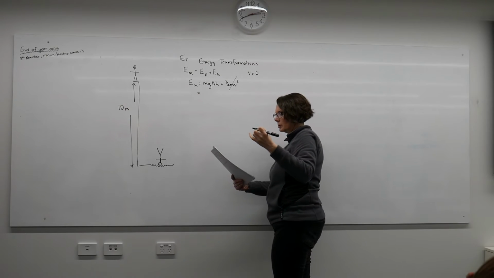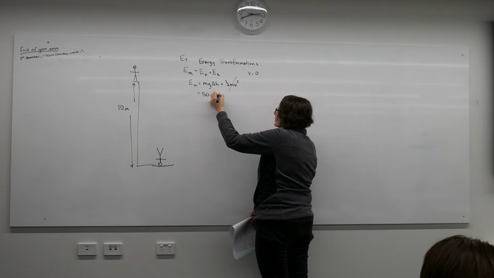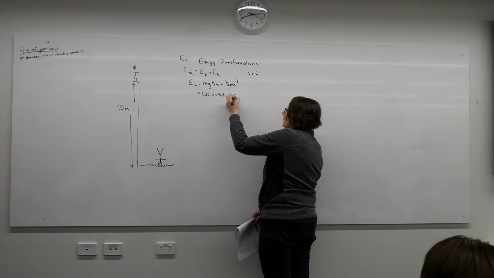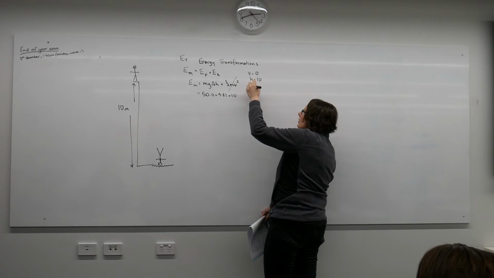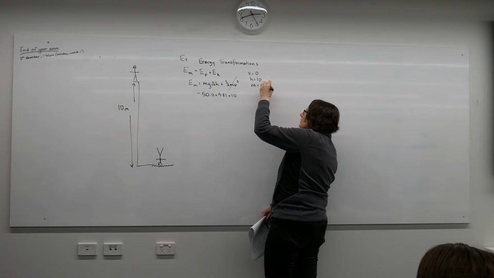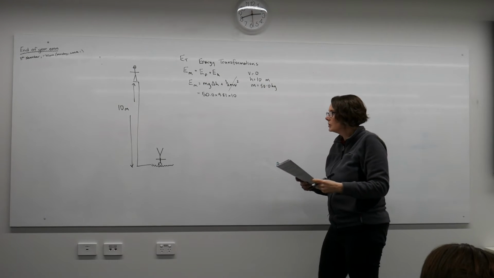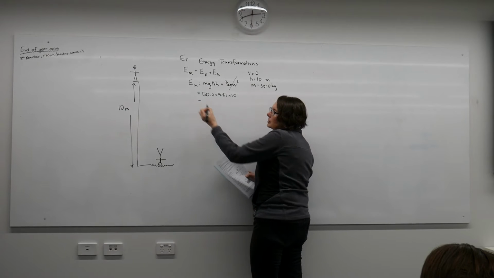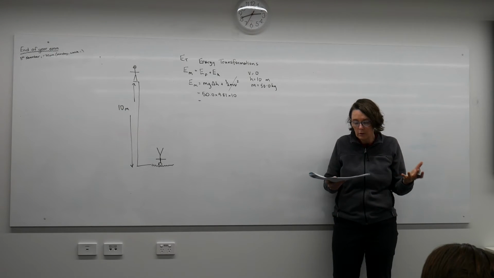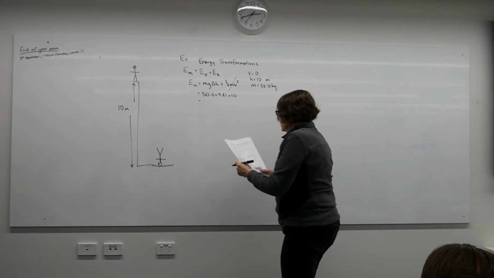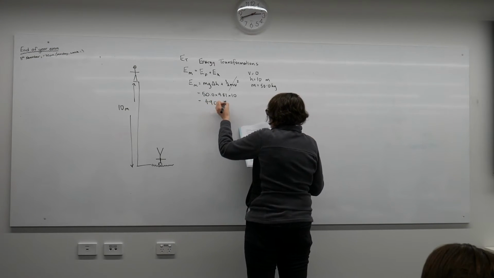It tells me her mass, 50 kilos, and the height is 10 meters. Okay, so this then becomes the total energy of the system. It's not just her potential energy anymore, it's the total energy of the system. So this is what she starts with, 4,900 joules.